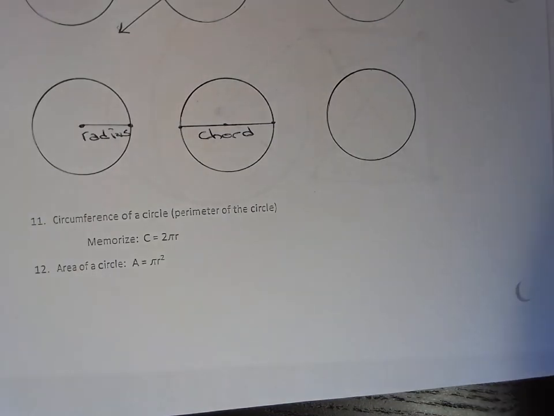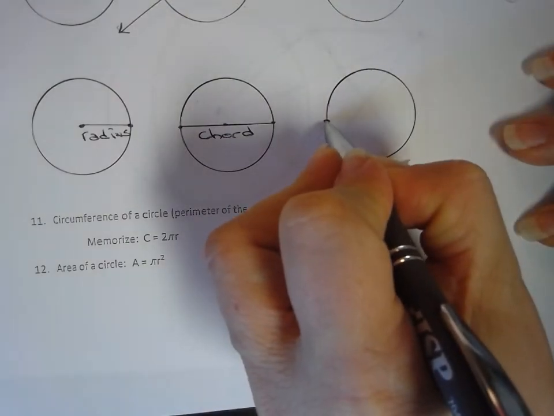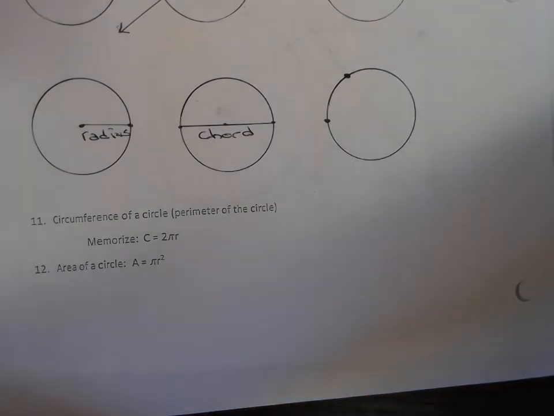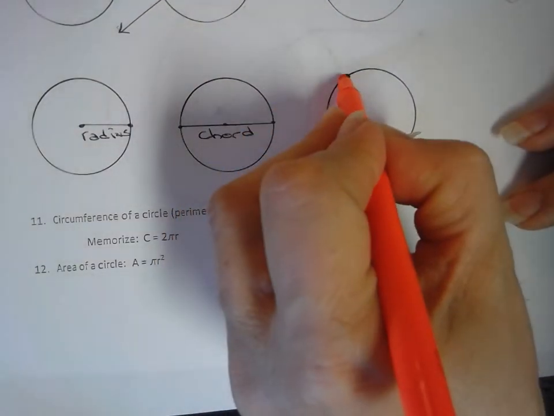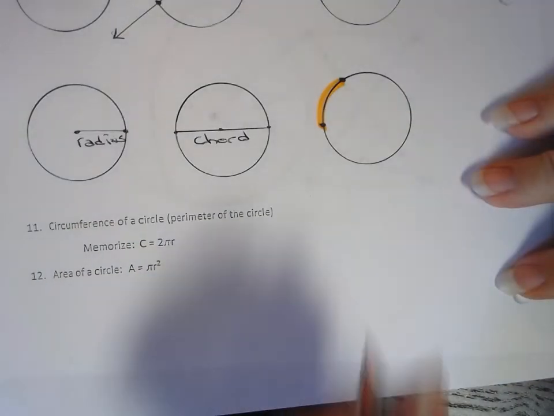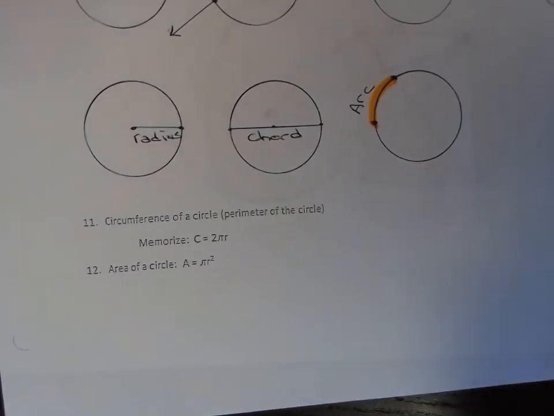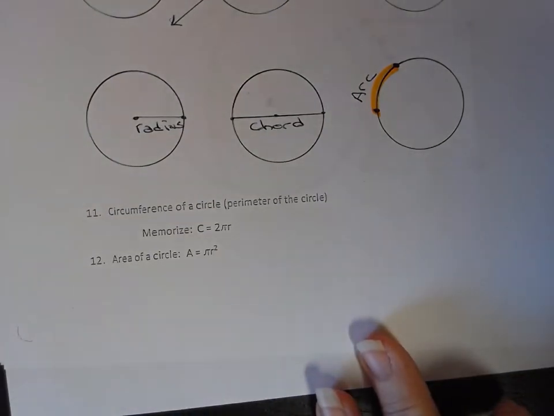And the last one that you have is arc. An arc is a piece of the circle, so it is a subset of the circle, and it is actually part of the circle. So it doesn't go through it in any way. It actually is the points that are on the circle. So this is an arc. Okay, so there are your 6 things about your circle, some of which you knew, some of which you probably didn't.